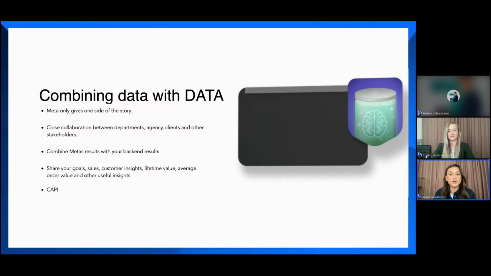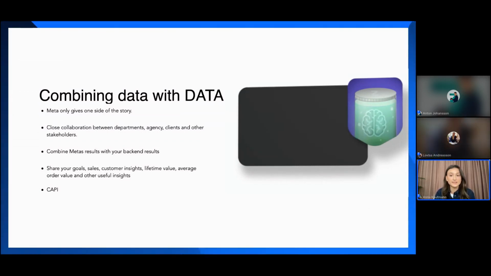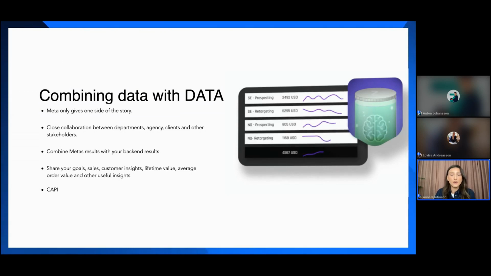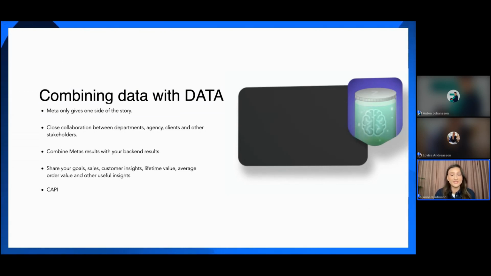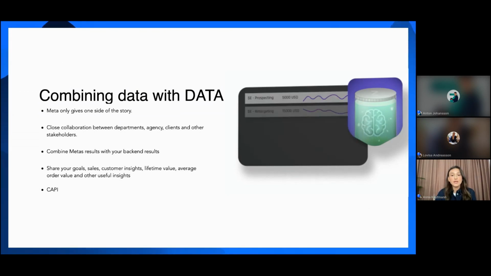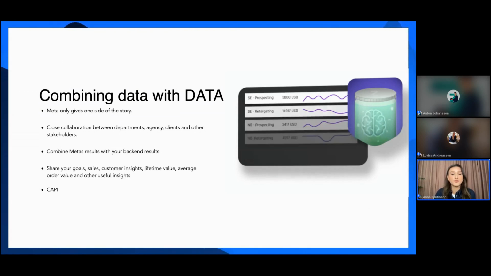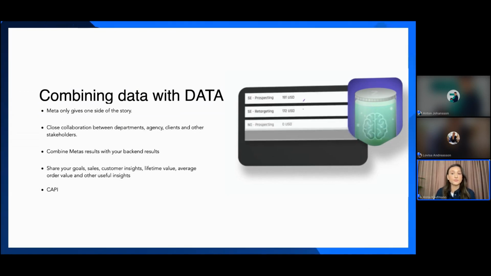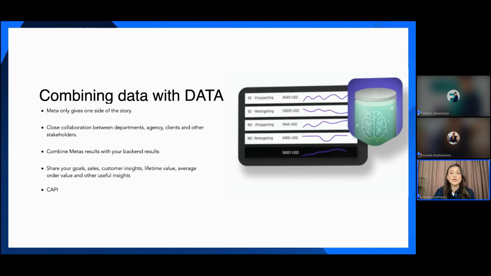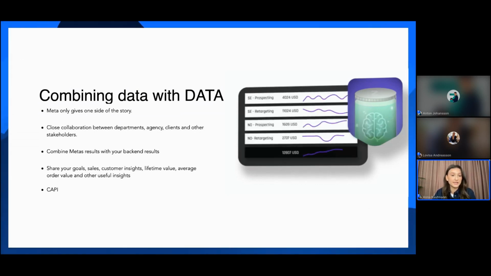So therefore, we encourage you to consider your marketing goals, sales, customer insights, lifetime value, average order value, and other useful insights with those who manage your paid socials. It is also beneficial that product managers and purchasers communicate important product-related information to the paid social team. This includes bestsellers, products with great margins, new incoming products, and other information that can benefit targeting and setup.